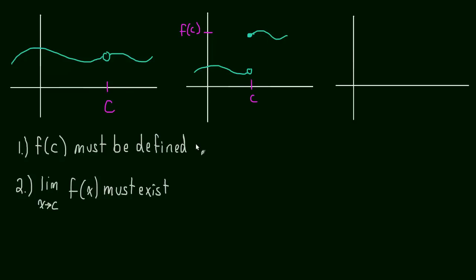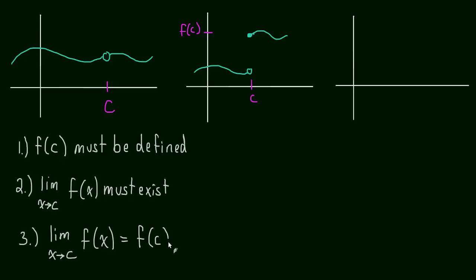So f of c is defined, but this limit clearly doesn't exist, and the function also is clearly not continuous. So it fails because the limit here does not exist. Or I shouldn't say it fails, but if we're testing for continuity, we could say, no, this is not continuous. And then the final condition for a function to be continuous at a certain x value is that the limit as x approaches c of f of x must equal f of c.